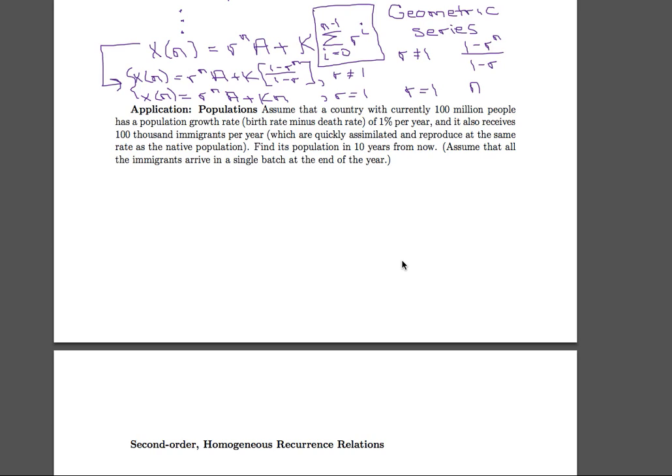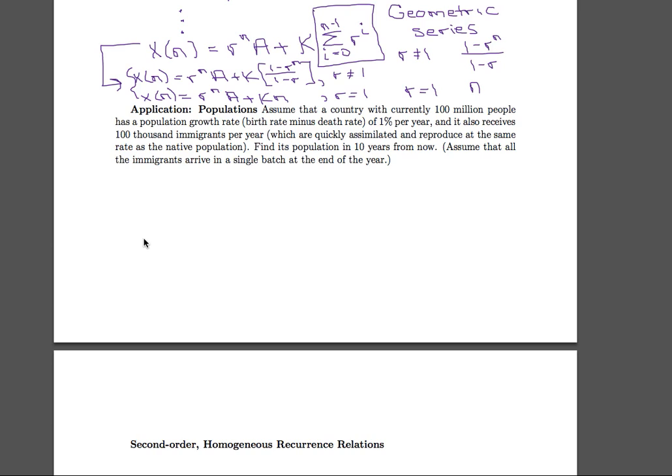Okay, so this time we're assuming that we've got a country. It currently has 100 million people, and the population growth rate, which is birth rate minus death rate, is 1% per year. It also receives 100,000 immigrants per year, which are quickly assimilated and reproduce at the same rate as the native population. So we want to find the population of this country 10 years from now. And we also assume that all of the immigrants arrive in a single batch at the end of the year.